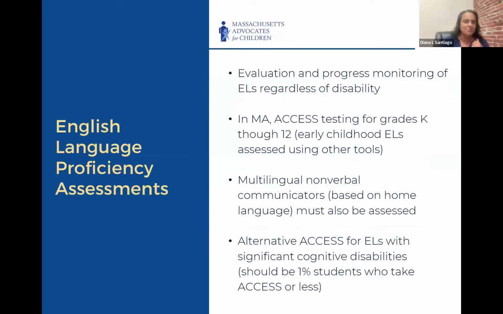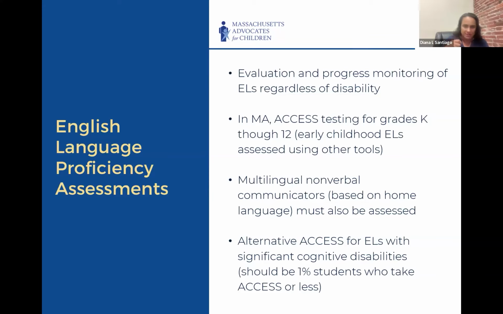Okay, so are we on English language proficiency assessments? Yes, okay. So in Massachusetts, we use the WIDA ACCESS for English language proficiency assessments. Some other states also use the WIDA ACCESS. I think there's some other testing depending on the state that you're in. But the point is that students, regardless of their disability, must have their English language proficiency evaluated and their progress monitored in terms of their English language development. And this includes multilingual nonverbal communicators.